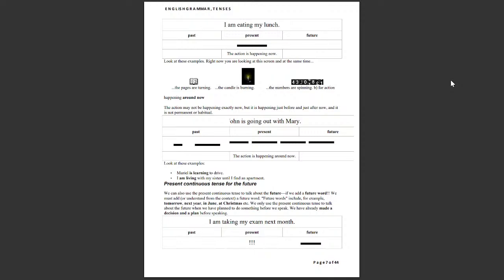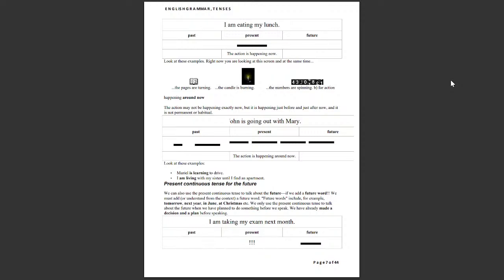I am living with my sister until I find an apartment. So this is happening not exactly now, but it is happening sometime later or before, like that. So, present continuous tenses of the future. Now let us see the future sentences.